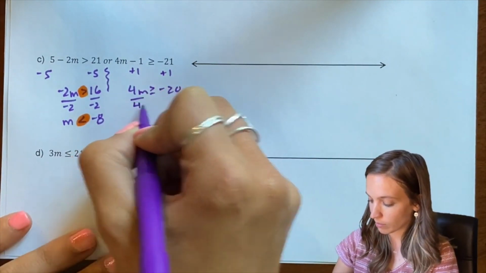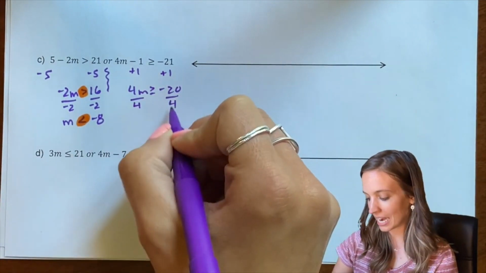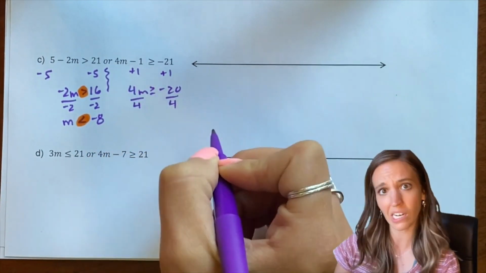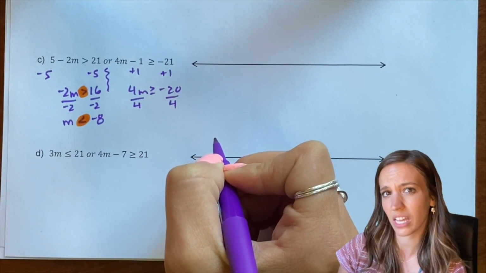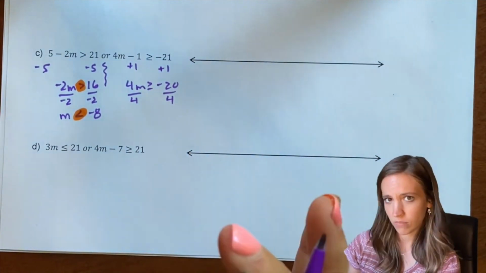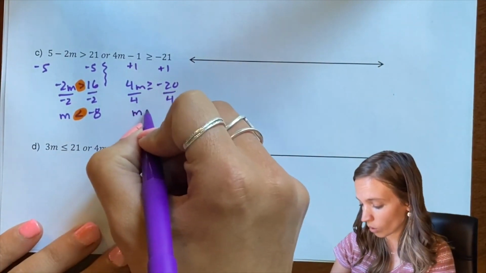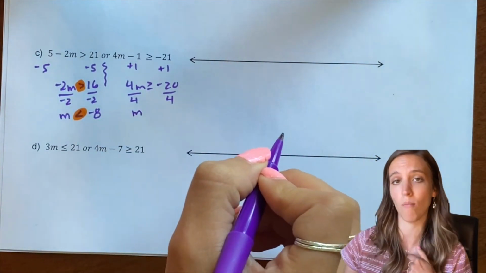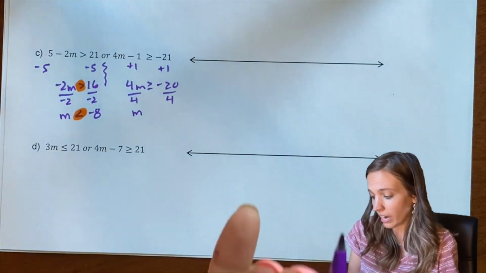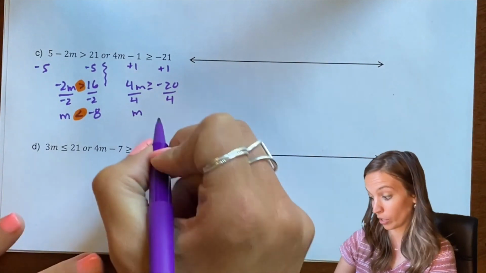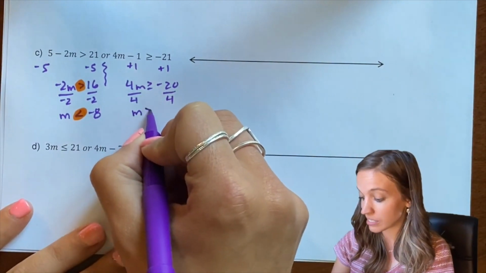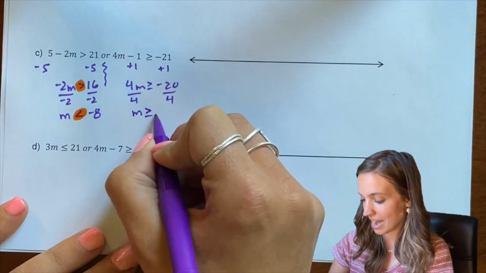Then as I solve this next one, I get 4m is greater than or equal to -20. Then I'm going to divide by this 4, and I get -5. When I divide by this 4, do I need to flip that inequality sign because I have this negative number on the other side? No, I don't. It's only when I am multiplying or dividing by a negative, not if just my solution has a negative number in it. So m is still greater than or equal to -5 on that one.